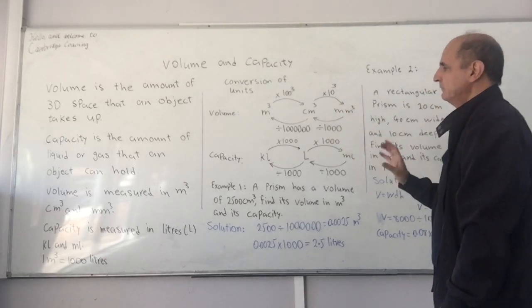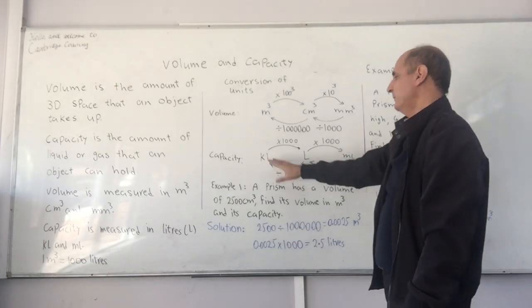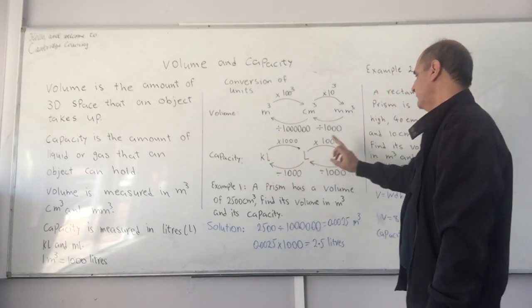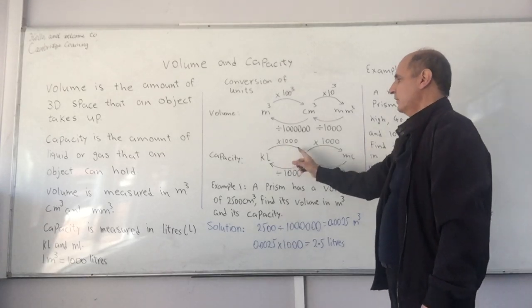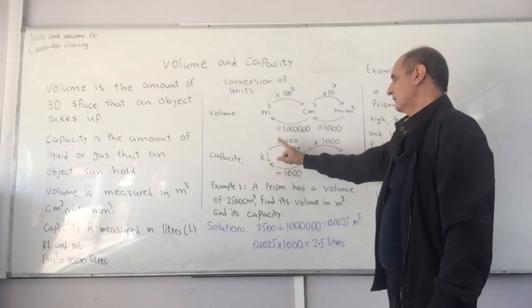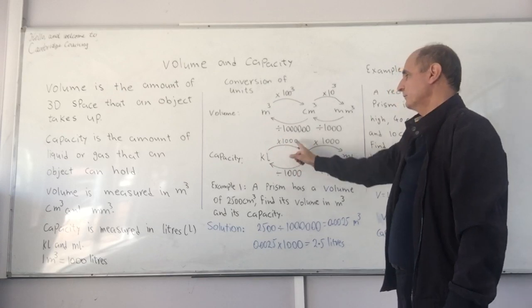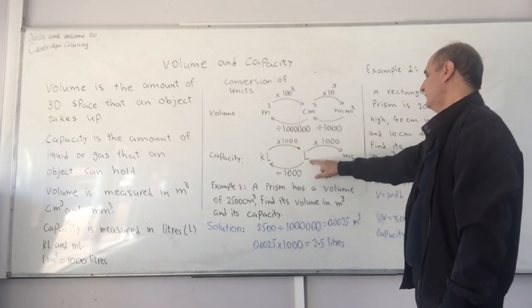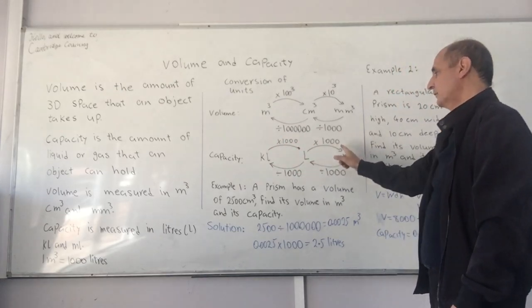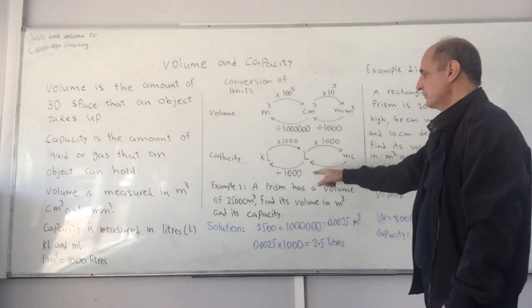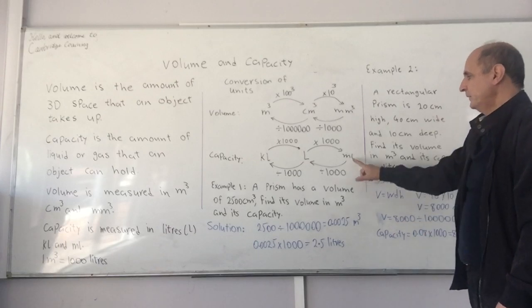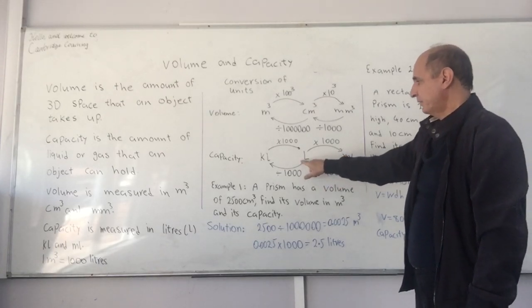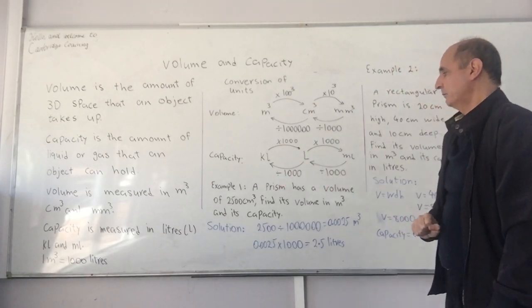For capacity, we said that capacity is measured in kiloliters, liters and milliliters. So this is always 1,000. If you're going from kiloliters to liters, times by 1,000. If you're going from liters to milliliters, also times by 1,000. If going backwards, divide also by 1,000. From milliliter to liter, divide by 1,000. From liter to kiloliter, divide by 1,000.